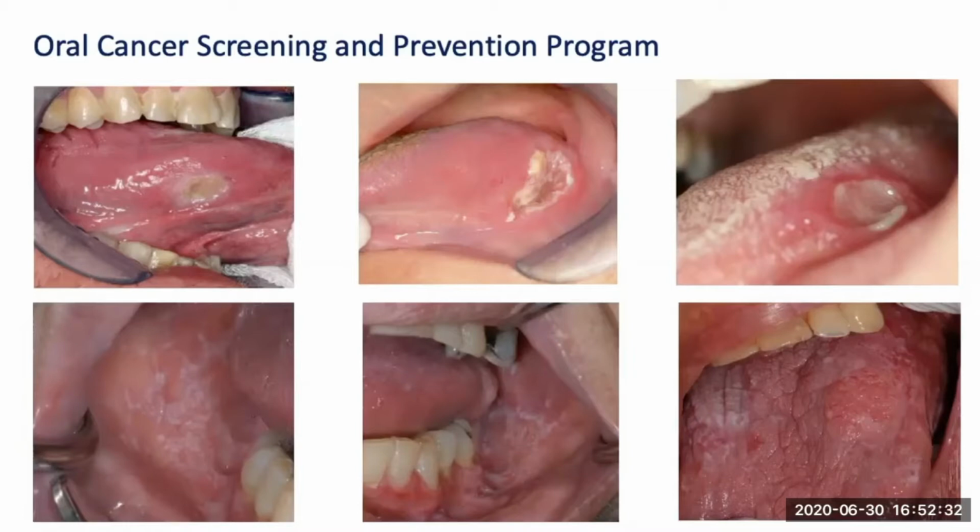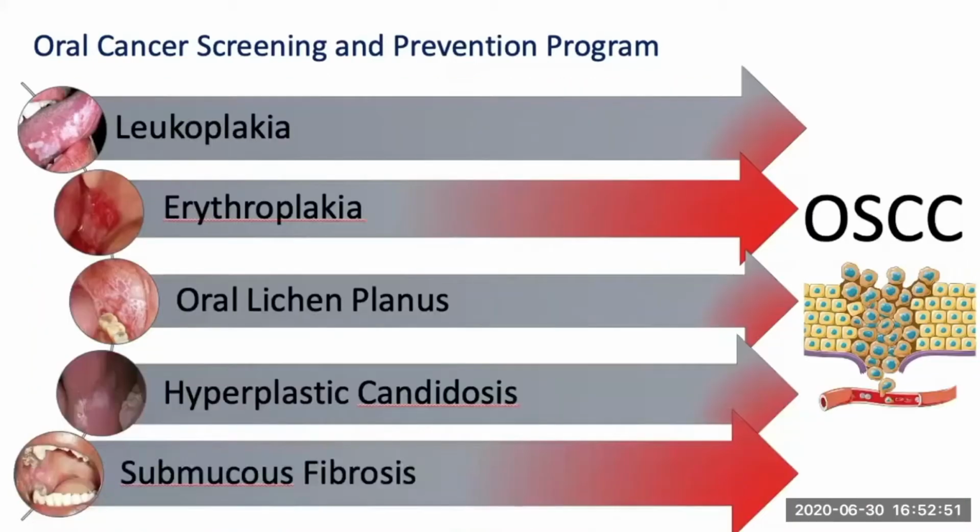Now, all of these different mucosal diseases have different malignant potential, and the only way that we can really monitor these often is by taking good intraoral images of the mucosa to show changes with time.